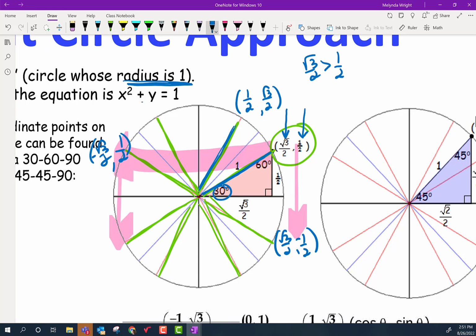And so we've got, again, root 3 over 2, 1/2. What about the third quadrant? What are the signs of x and y in the third quadrant? They're both negative, so both of these numbers are negative.